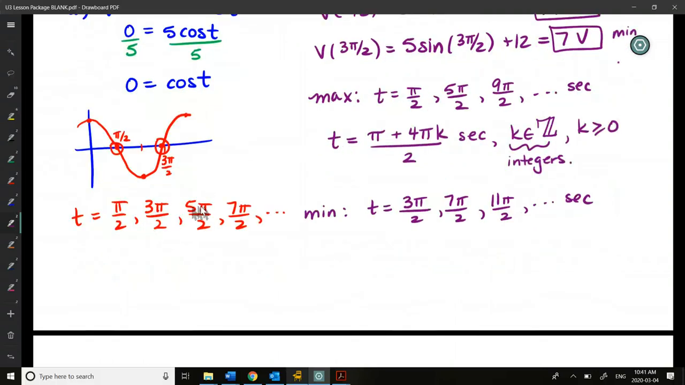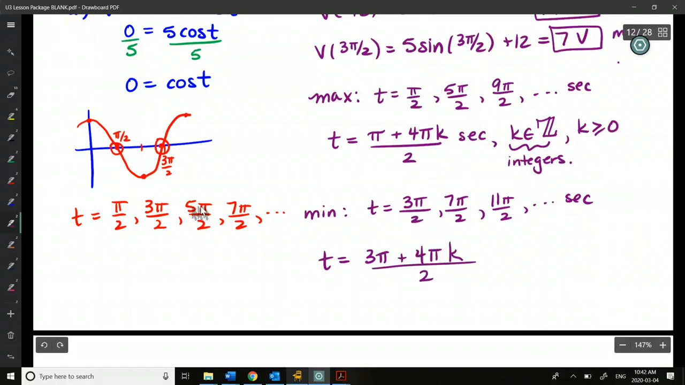Okay, for the minimum, start with what you're starting with in your list, which is 3 pi, and figure out what it is that you're doing to get from 3 pi to the next numerator. So what are we adding to get to the next ones here? Okay, we're adding multiples of 4 pi, so it'll be 4 pi k, and the denominator is 2. Okay, and this is in seconds, and again, k must be an integer value. If it's a decimal, that kind of throws off the entire thing. And time can't be negative, so we want k to be greater than or equal to 0.